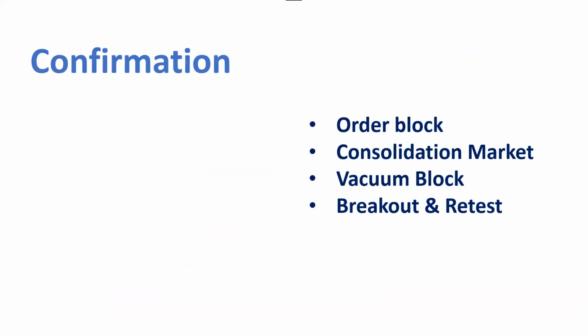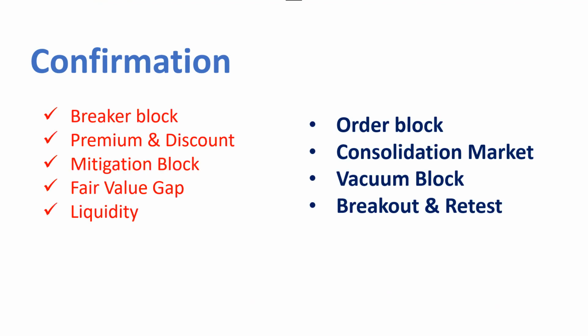Okay, and the next one, now we will see what points we will take as confirmation and what points we will take as strategy. See here, first I will talk about confirmation. Confirmation means these points: like what I explained before, breaker block, premium and discount, mitigation, fair value, and liquidity. These all have a confirmation candle. These are not strategies. If you work with them as a strategy, you will still fail, and you will get only less profit. But you must know which is strategy and which is confirmation.